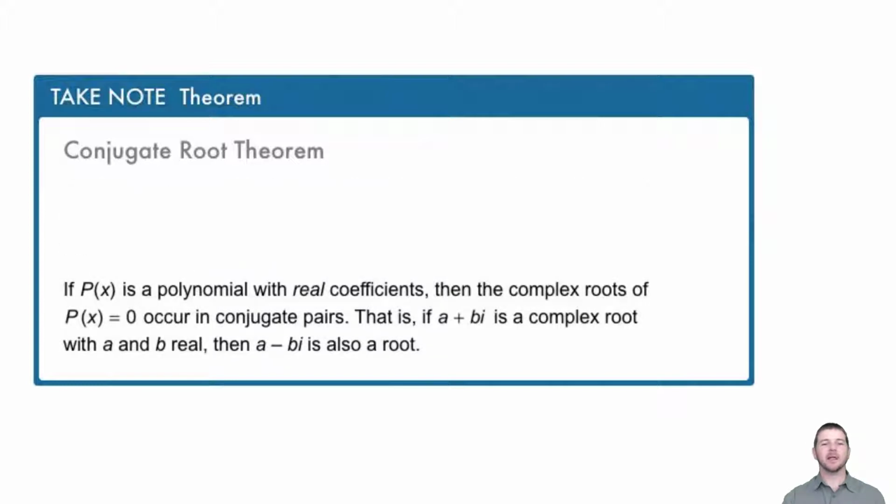If p(x) is a polynomial with real coefficients, then the complex roots of p(x) = 0 occur in conjugate pairs. That is, if a + bi is a complex root with a and b real, then a − bi is also a root.